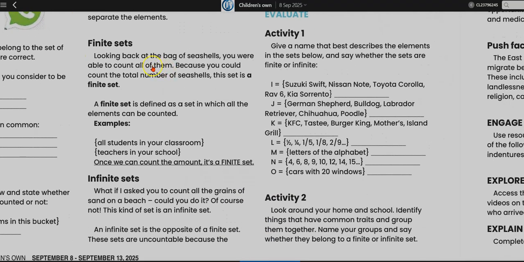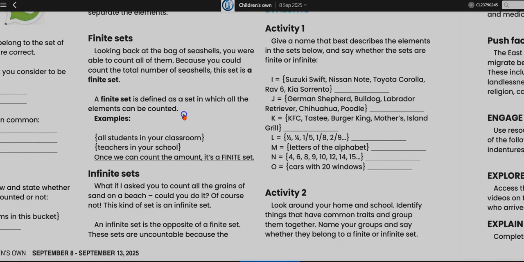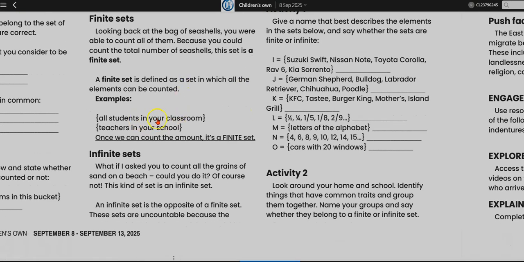Now, let's go to finite sets. Looking back at the bag of seashells, you were able to count all of them. Because you could count the total number of seashells, this set is a finite set. So a finite set is defined as a set in which all the elements can be counted. For example, all the students in your class, the teachers in your school. Once we can count the amount, it is a finite set.